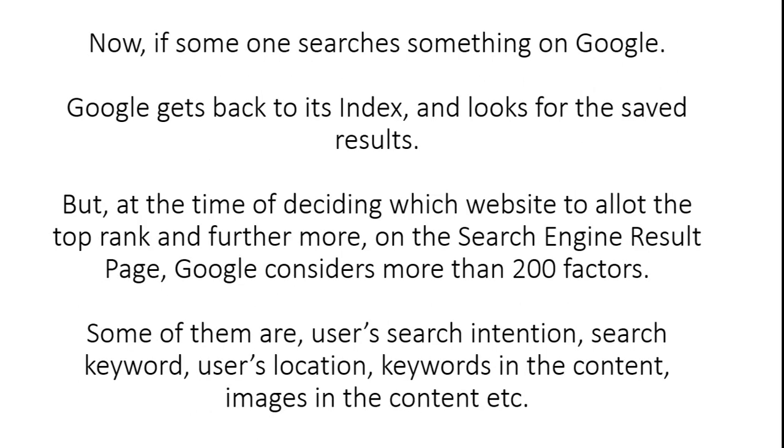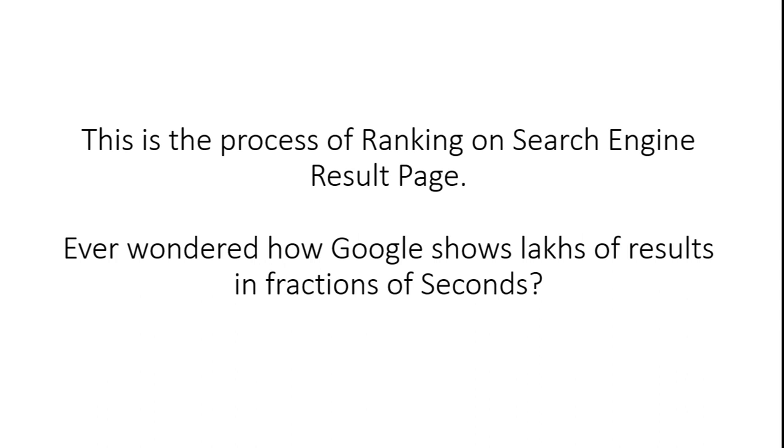Now if someone searches something on Google, Google goes back to its index file and looks for the saved results under a particular topic or category. But the main thing is, at the time of deciding the rank, that is which website is placed at the top position and which at the bottom, Google considers more than 200 factors. Some of them are user search intention, the location of the user, the search keyword of the user, whether those keywords are present in your content, whether you are using those keywords in images, and many more factors. Once Google finds the best fit result for the user's search query, it allots that website or article the top position, and subsequently other websites in decreasing rank. Okay, this is the process of ranking on the search engine result page.